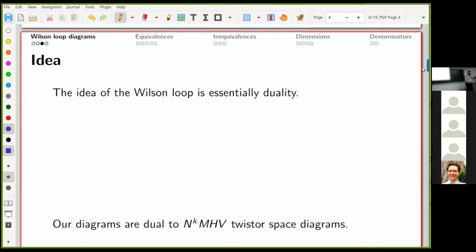What is the idea? Where do these diagrams come from? Well, I think some of the people in the audience already know this very well, but let's just briefly say what we're talking about. The outer loop is in fact the Wilson loop that you might see in an initial physics context, and the idea of the loop itself is essentially duality. If you have some particle scattering, you've got some things coming in, some things going out.